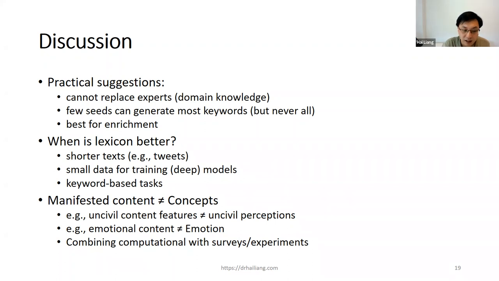The last one, as I have emphasized several times, is that the manifested content is not the concept that you want to measure. Incivility is just one of the examples. What we can measure is from the manifested content, from the expressed text, which is probably not directly related to the concepts in the theory.